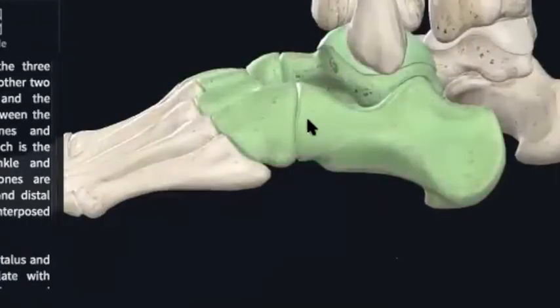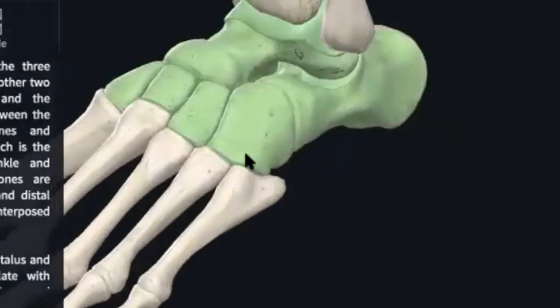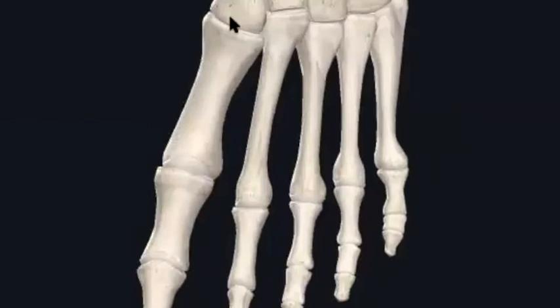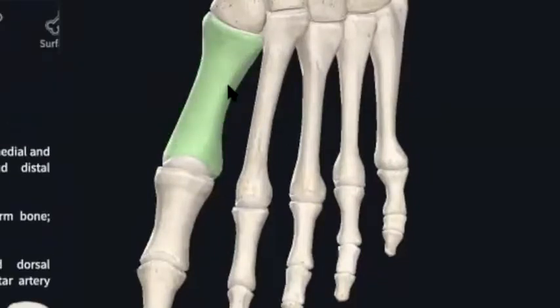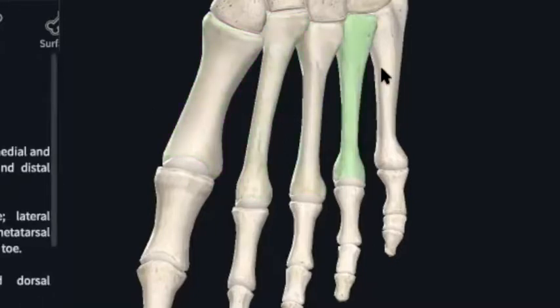And for your foot, instead of carpals, you're going to have these 7 tarsal bones. And then they're going to be articulating with these metatarsals instead of the metacarpals. In this case, the first one is your big toe. It's the more medial one. 1, 2, 3, 4, 5.